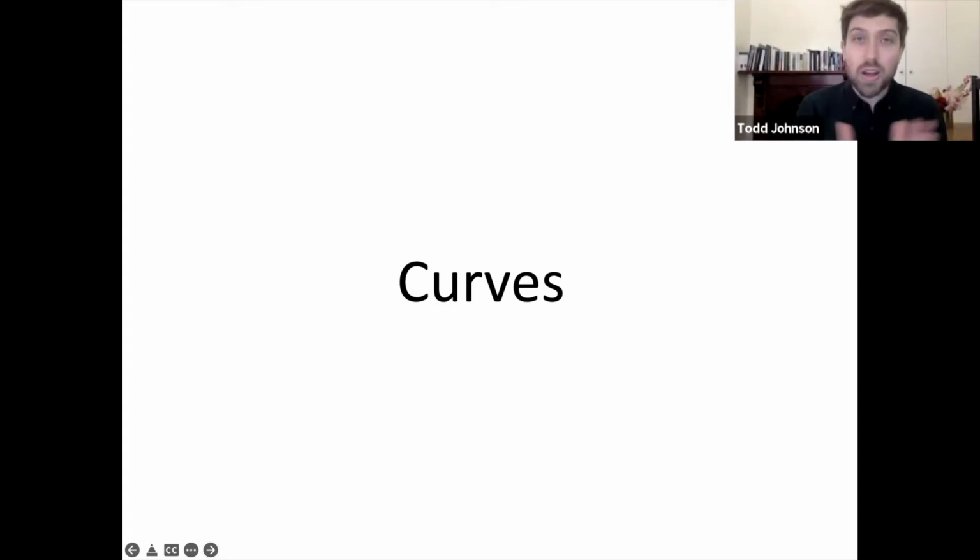Hi everyone, let's jump into it. We're going to be investigating the topic of curves in visual art. So when you start to throw curves into the mix, it starts to get a little bit more complicated.